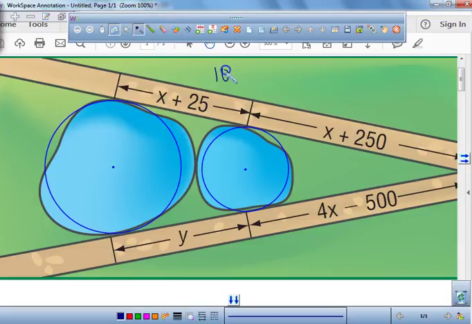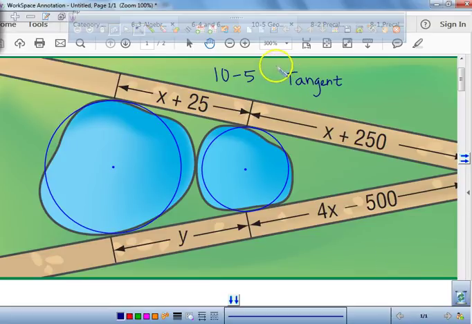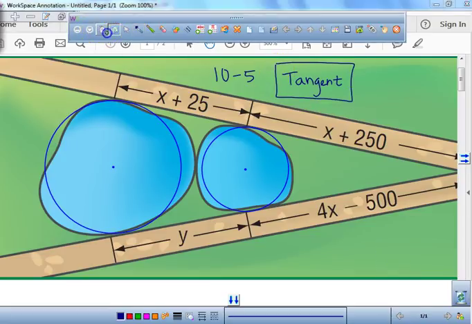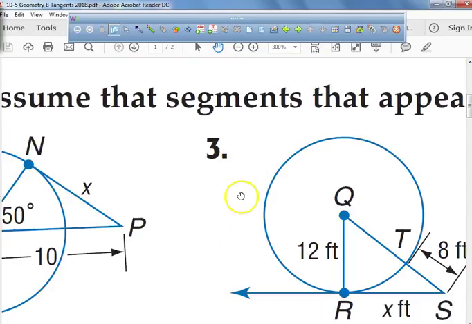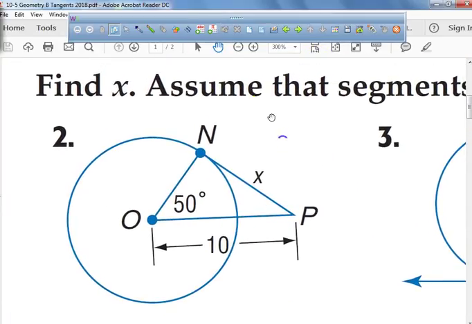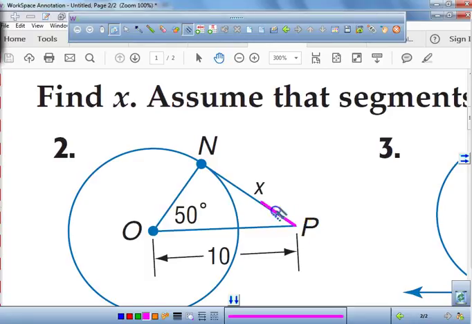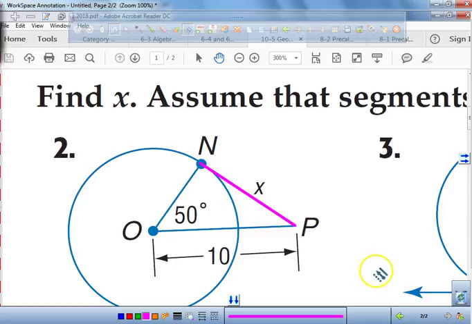All right, today we're going to be dealing with something called tangents. Now, what you need to understand about a tangent line or a tangent segment is the fact that it rests on a circle. It does not go through the circle. So on problem number 2 that we did yesterday, what was our tangent segment? And P. Now, there's a special relationship that happens with all tangent segments or lines.